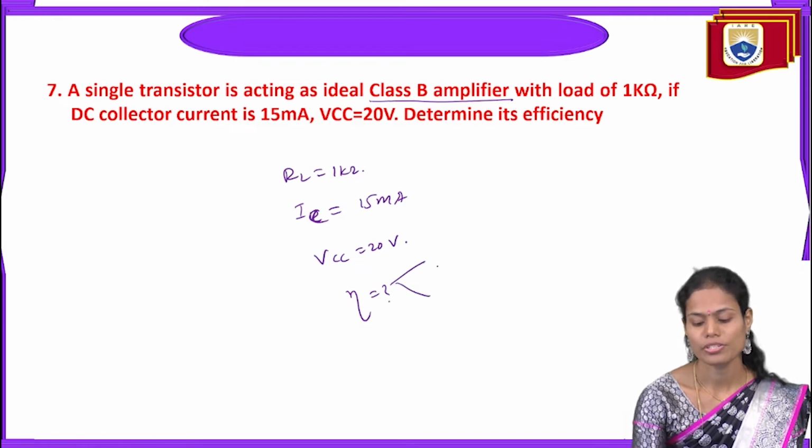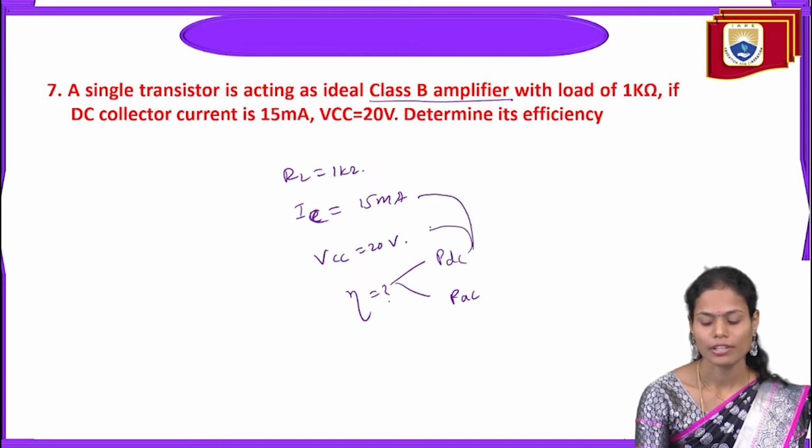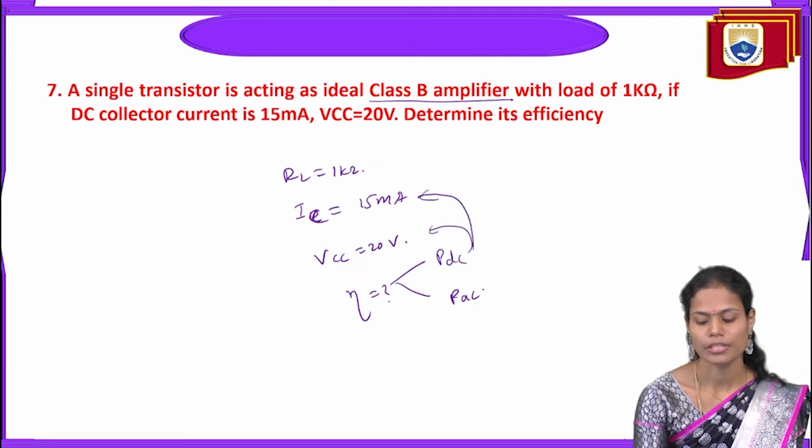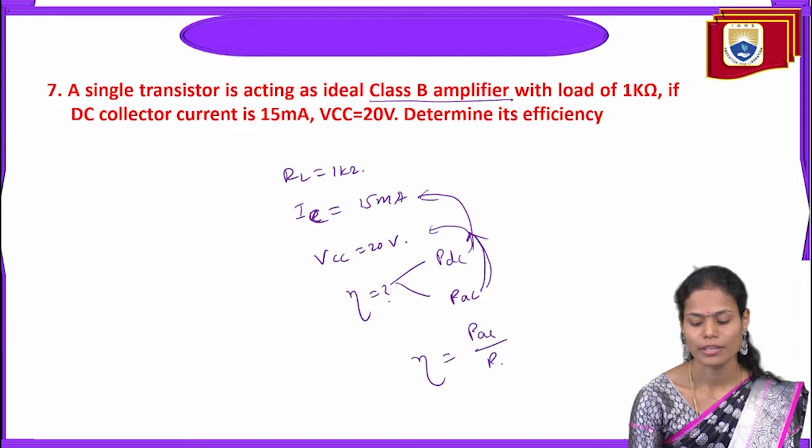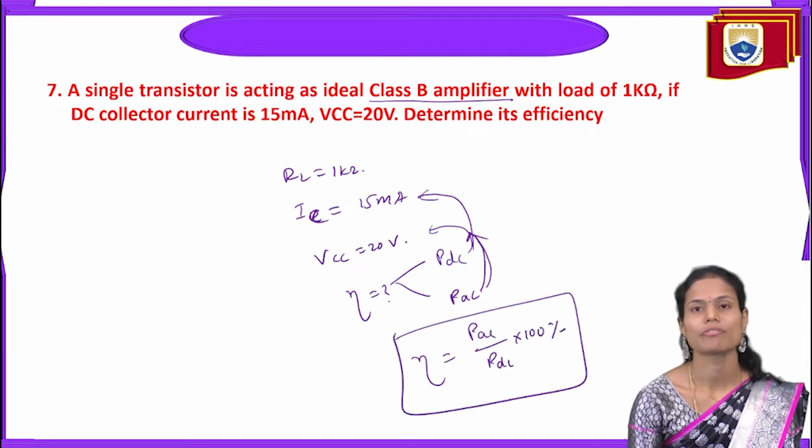To find the efficiency we require PDC and PAC. From these values we can calculate PAC as well as the PDC values. Once we know the PDC and PAC values, we can calculate PAC by PDC into 100%. That will give the efficiency of the given class B power amplifier. This problem we already discussed in the problems on power amplifier session.